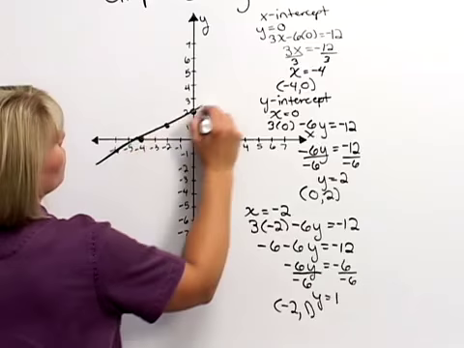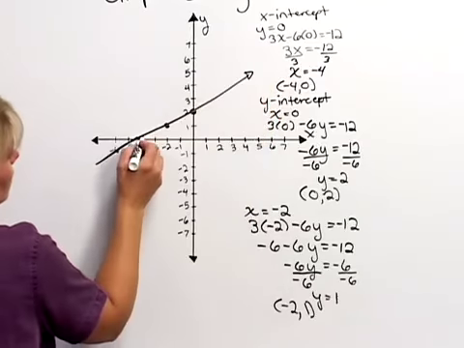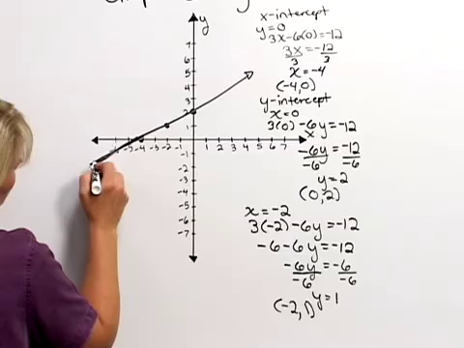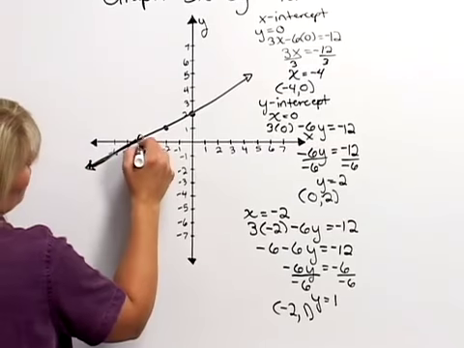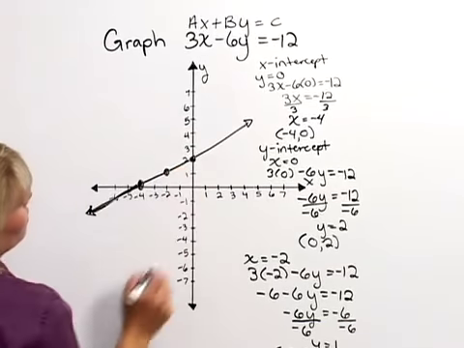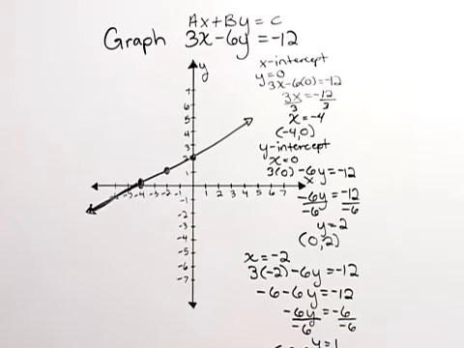So then we can draw our line in, and this line here will be the line of our graph. It helps to have a ruler when you create your line so that it lines up nicely.